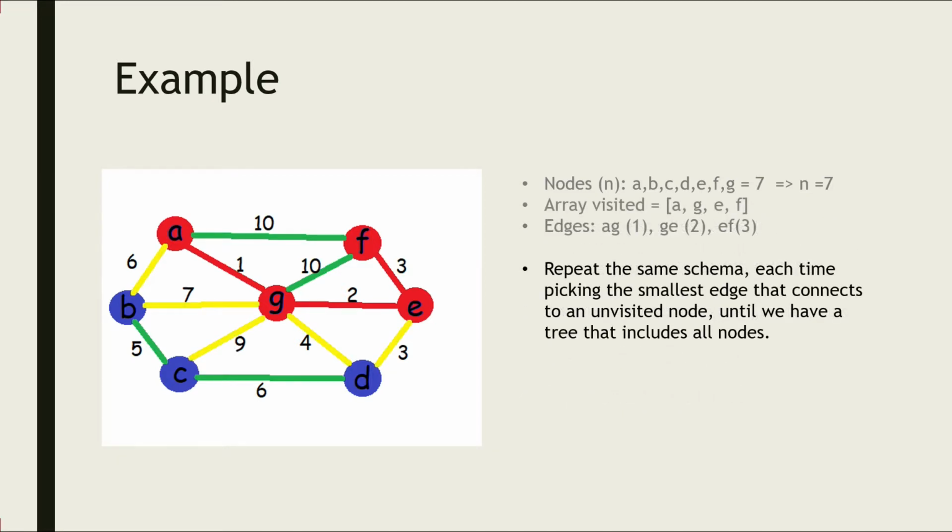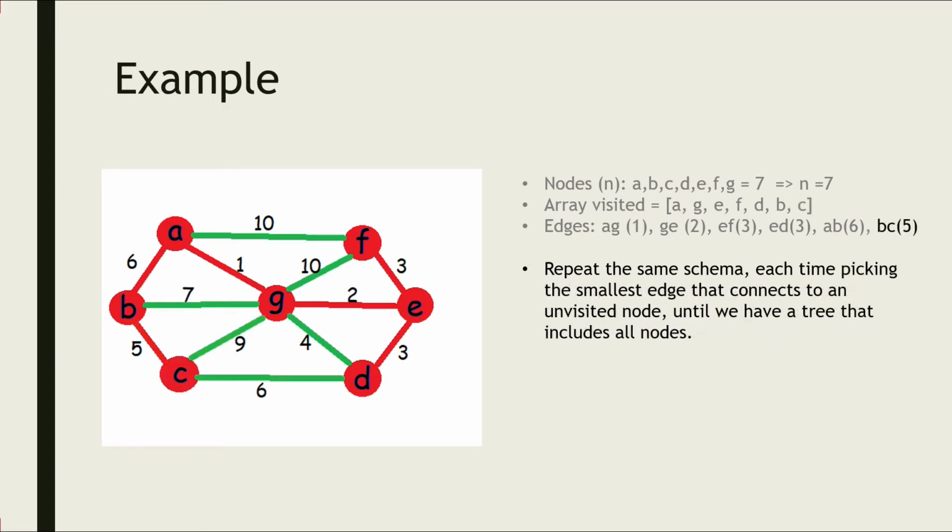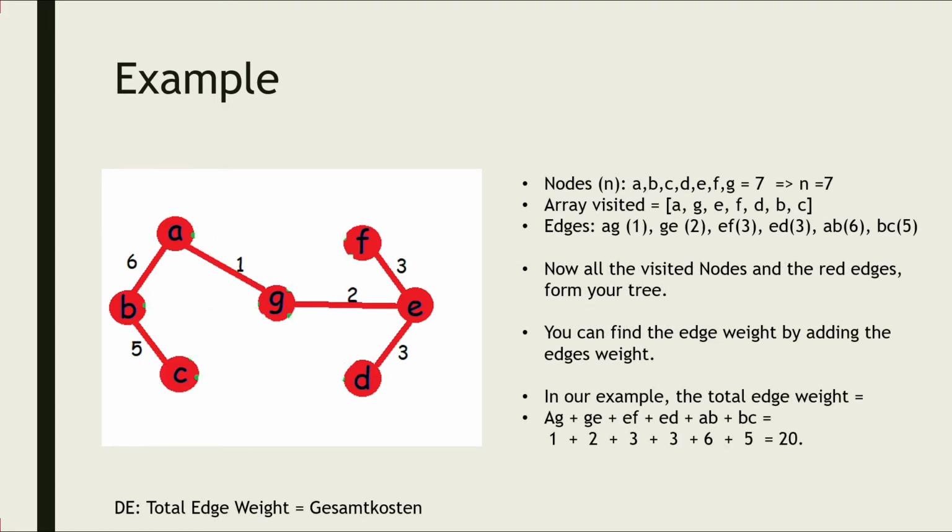Now repeat the same schema, each time picking the smallest edge that connects to an unvisited node until we have a tree that includes all the nodes. We can see it visually here. So now all the visited nodes and the red edges form your tree.